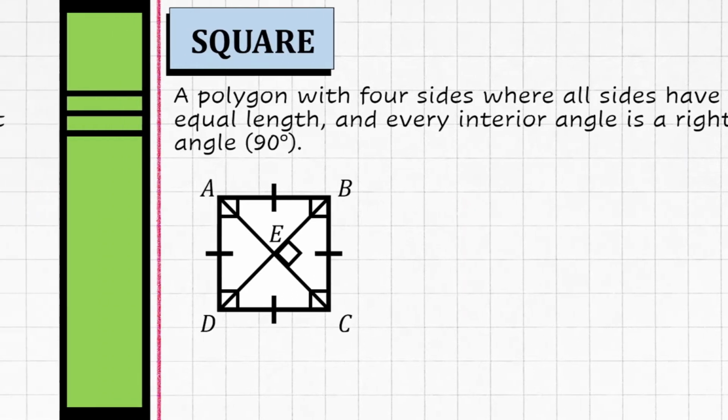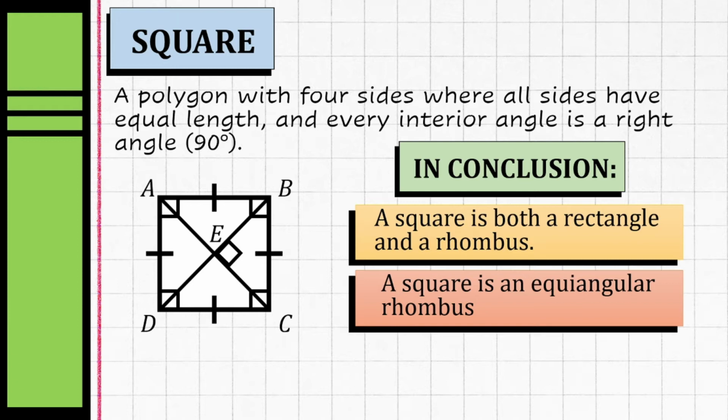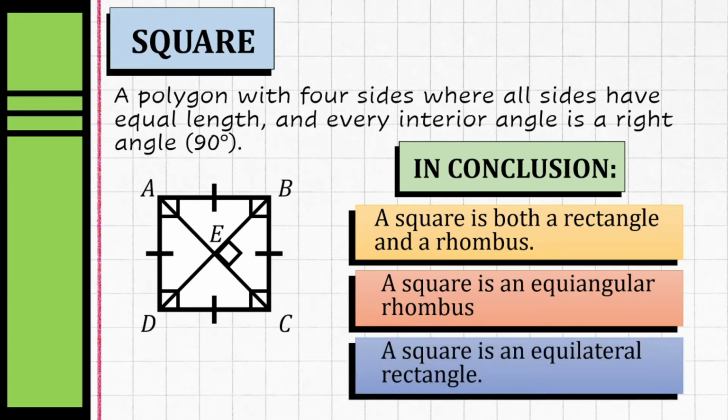So in conclusion, we can say that a square is both a rectangle and a rhombus. A square is an equiangular rhombus and a square is an equilateral rectangle.